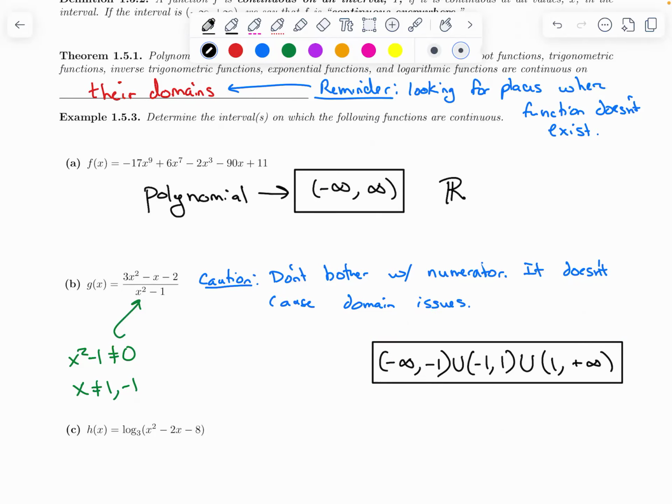Hopefully you can see that by looking at what we need to pluck out. But if that's difficult for you, that's totally understandable. What you can do is draw a number line to kind of convince yourself of that fact. Here's the number line. Here is negative 1 and 1. We're plucking these two values out, but everything else is fair game. All the red is fair game. And that ends up being negative infinity to negative 1, union negative 1 to 1, union 1 to positive infinity, all with parentheses because they have to be excluded.